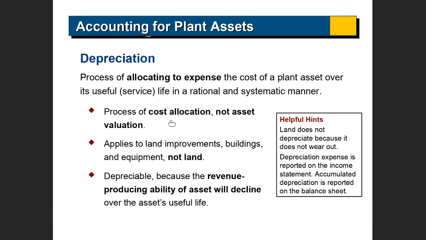So you want to match the expense. Remember the matching principle we discussed 3 years ago? And we said revenue must be matched with the expenses. That's the whole idea of depreciation, right? It's not asset valuation. It's a cost allocation. It applies to everything except land.